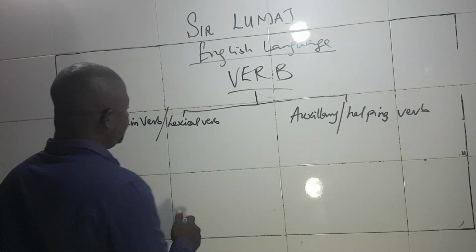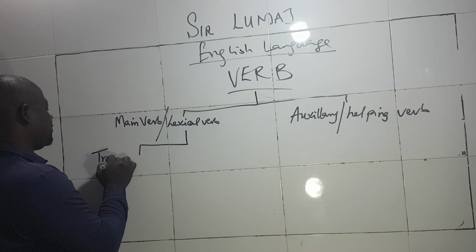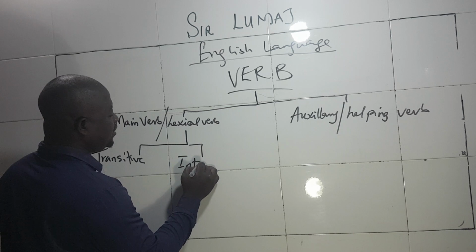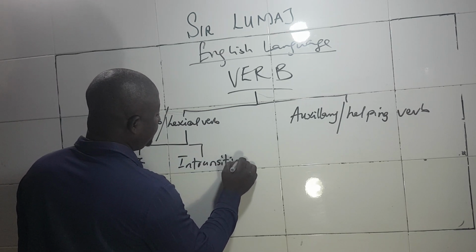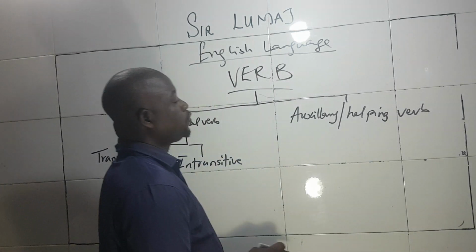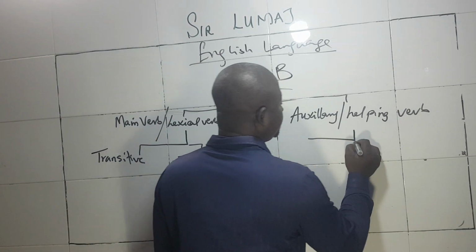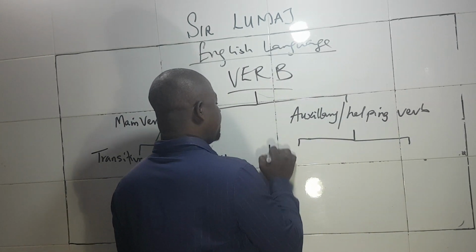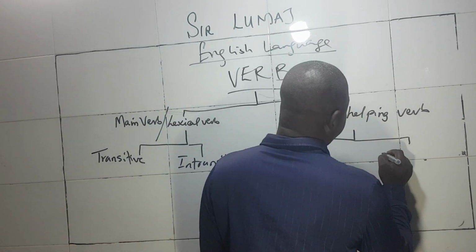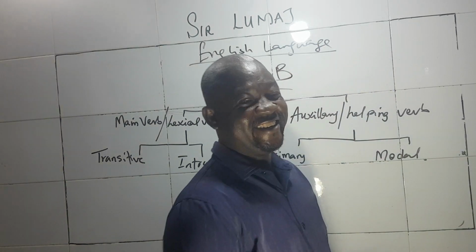So your main verb is divided into two. We have the transitive verb and we have the intransitive verb. You don't need to cram anything, just understand the basics. You are good to go. Under your auxiliary verb or the helping verb, that one is also divided into two. We have the primary auxiliary verb and we have the modal auxiliary verb, or let me call it secondary auxiliary verb.